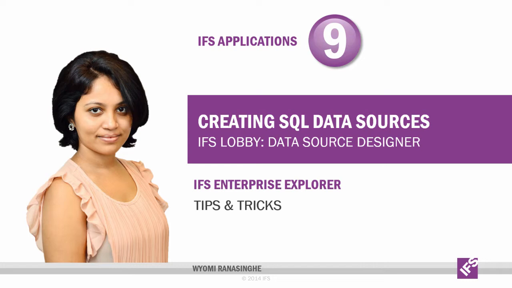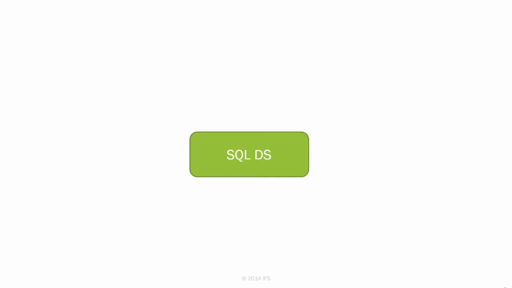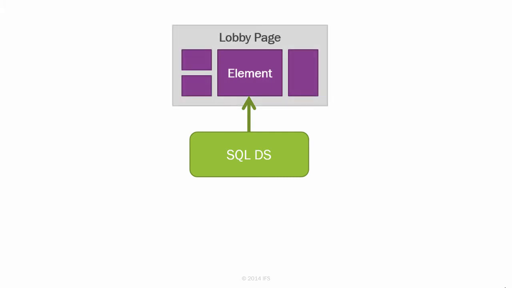IFS Lobby is a summarized visual representation of information that is important to a specific individual, business role, process, or business area. A data source is where we specify which information is needed and where to retrieve it from. A data source is used by an element to retrieve filtered structured data. The data source obtains this data from a view in the database.